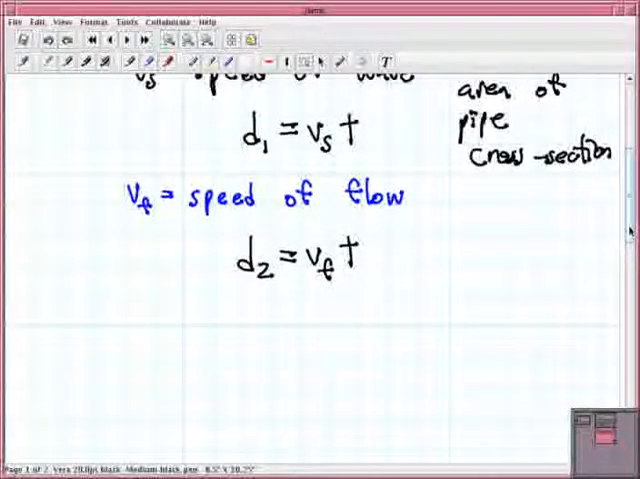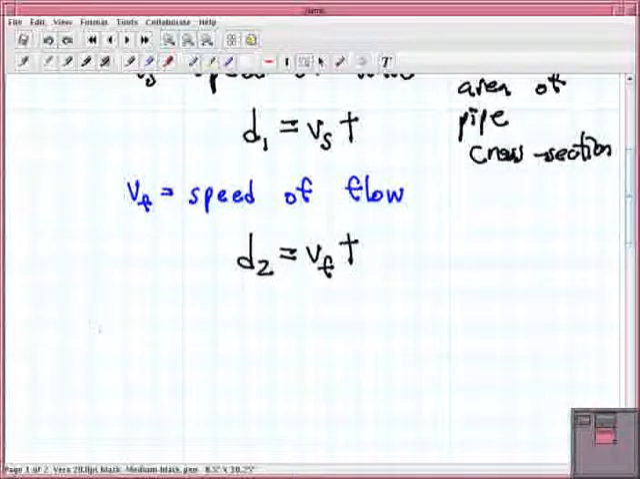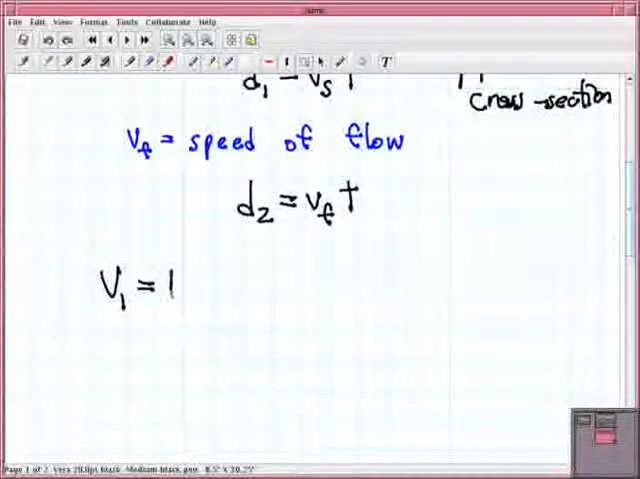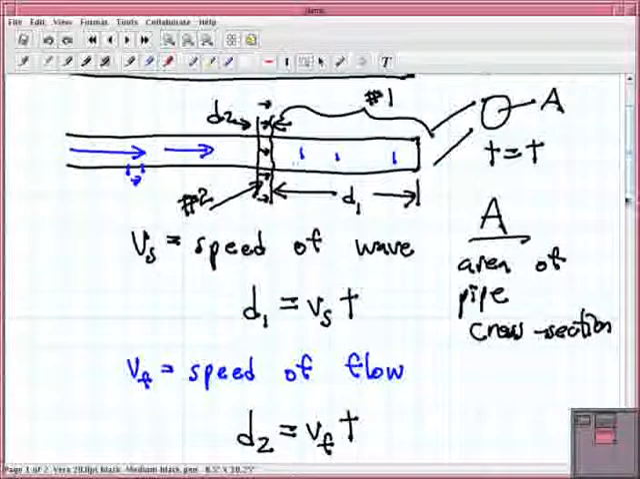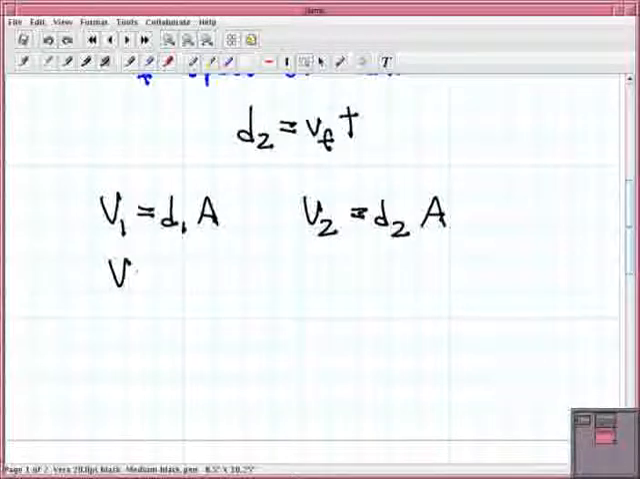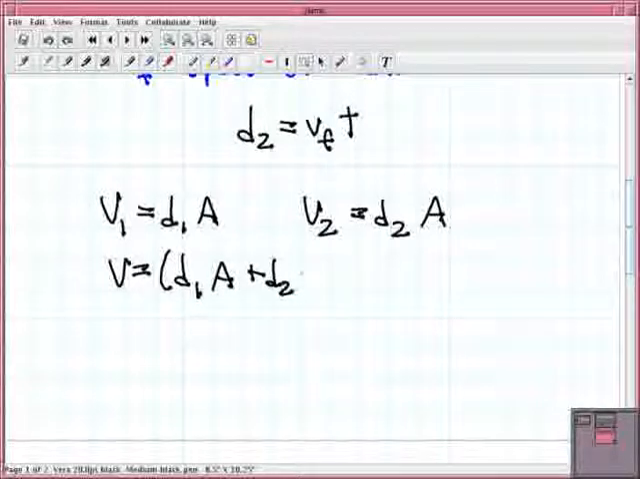So let's start by computing the volume. The volume of region 1 is simply going to be the cross-sectional area of the pipe times the length of region 1, which is D1 times A. And the volume of area 2 is also going to be basically the same thing. V2 is going to be the length of area 2, again, times the cross-section of the pipe A. The total volume is going to be D1A plus D2A, because that's the sum of the volumes.